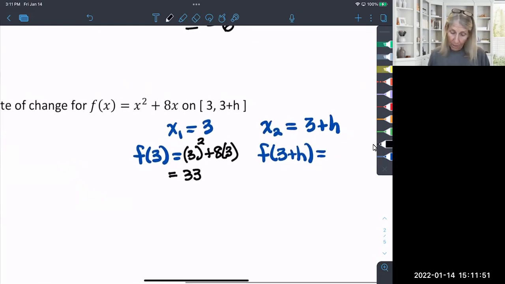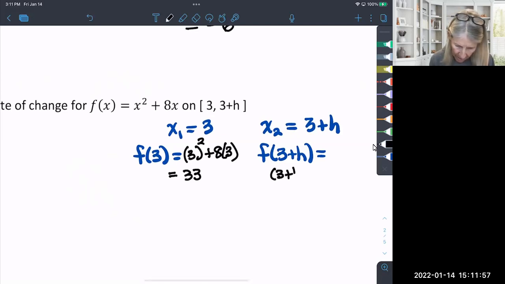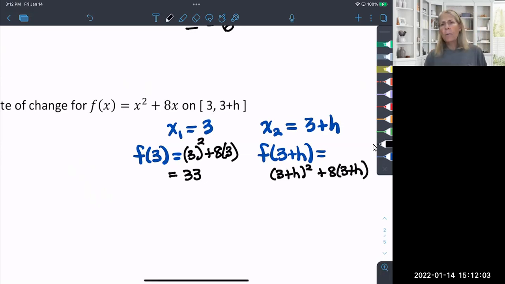Now, the next one is a little more complicated. We have to plug 3 plus h into the function. So I plug in 3 plus h squared, and then 8 times 3 plus h. And remember, we're getting an expression. We're not going to get a number here.